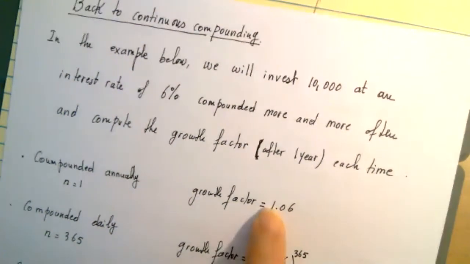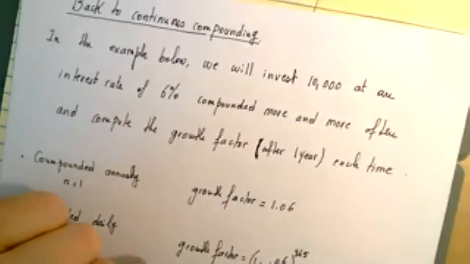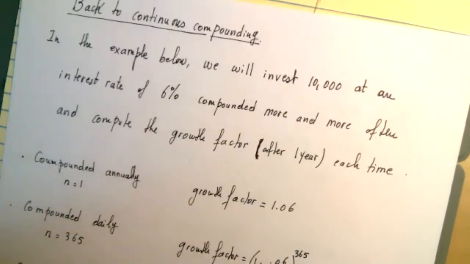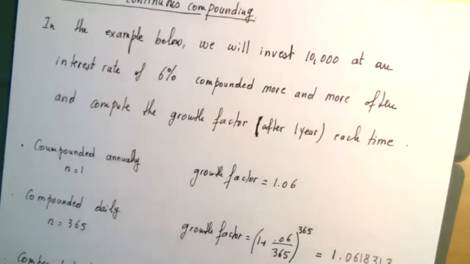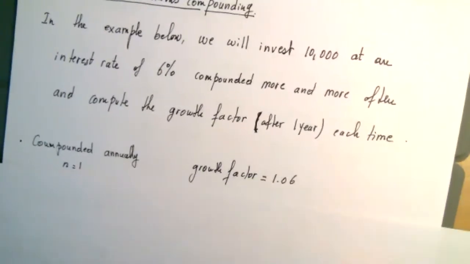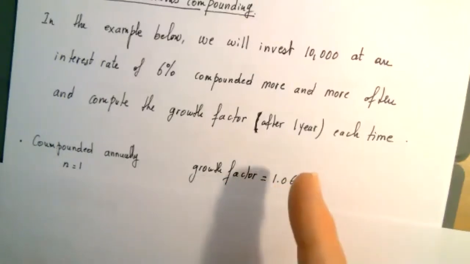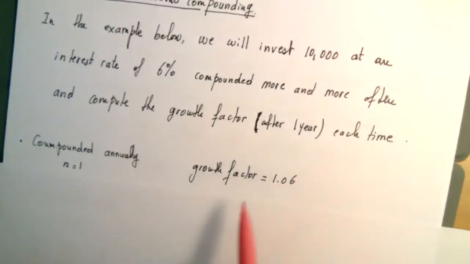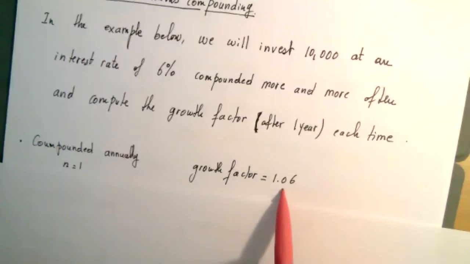Because if I know the growth factor, I know the growth rate. So I know by how much it is. So let us do that very slowly. All right, compounded annually means once a year. So it's 6% compounded once a year. It means the growth factor is 1.06.